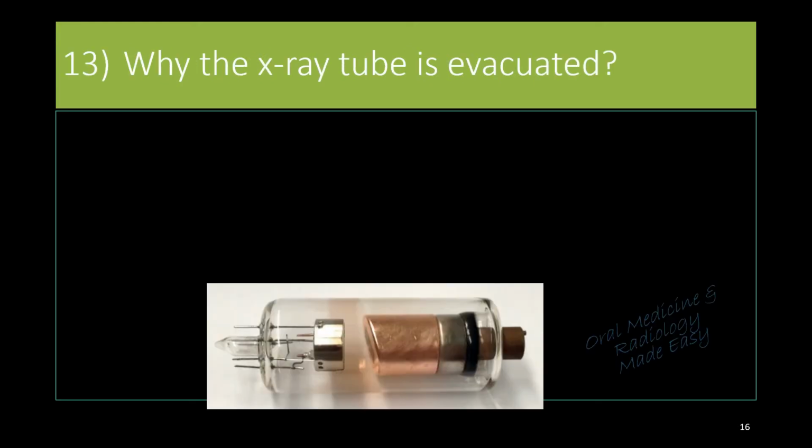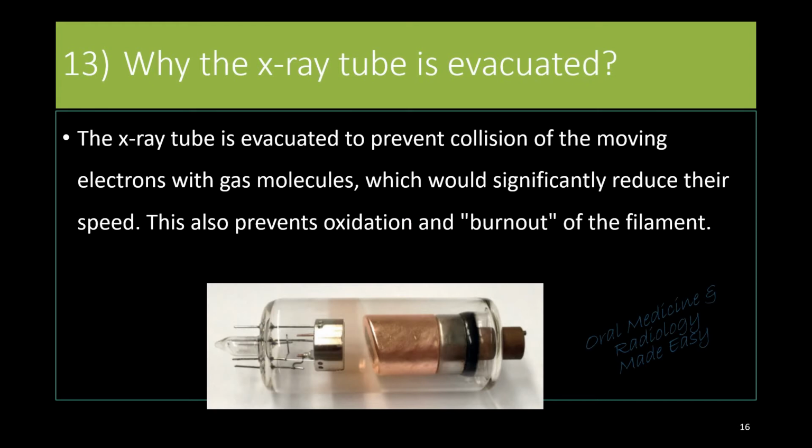Why the X-ray tube is evacuated? The X-ray tube is evacuated to prevent collision of the moving electrons with the gas molecules, which would significantly reduce their speed. So if air molecules are present within the X-ray tube, the electrons which are produced at the cathode will collide with the gas molecules, and hence their speed would be significantly reduced. Evacuation also prevents the oxidation and burnout of the filament.